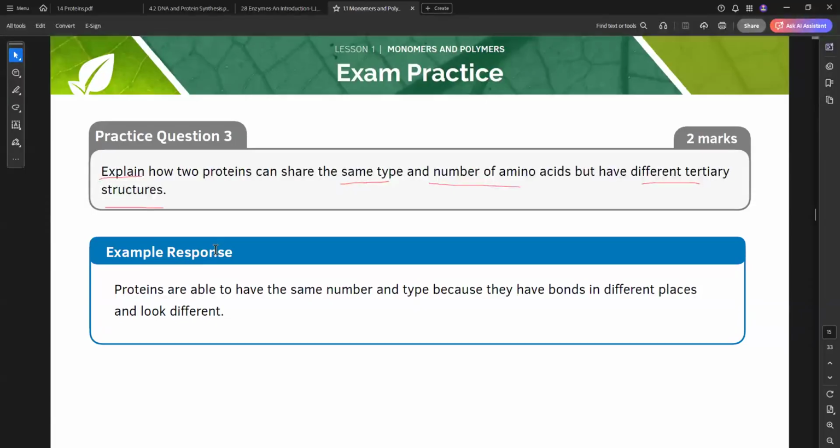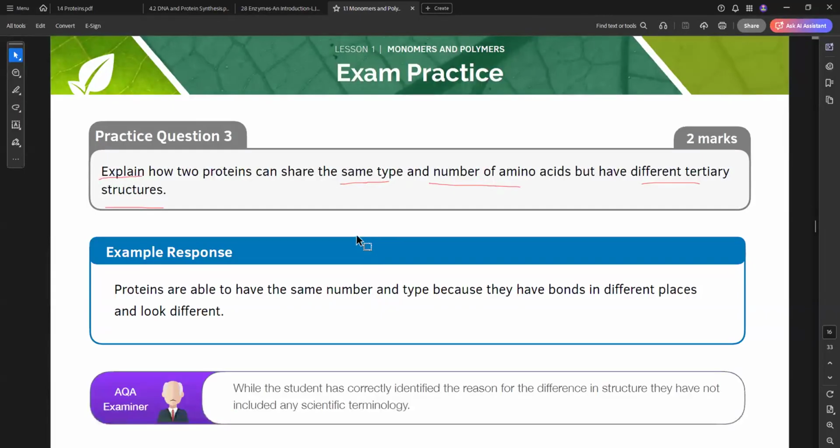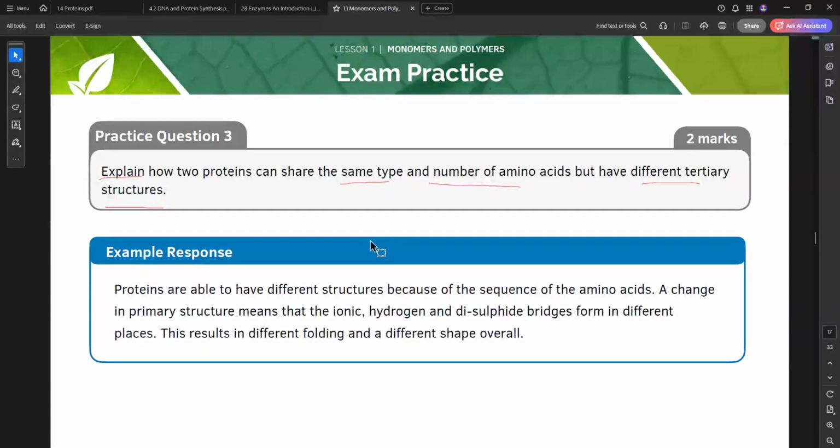So the reason is, although they have the right idea, okay, because we can have a different order of amino acids and therefore different order of our bonds and so different formation of different things, they haven't used any real scientific language here, okay? They haven't actually said amino acid at any point. They haven't related it to the bonding type, so what bonds are we talking about? And so I can't give them any credit for it. Have a look at this one instead.